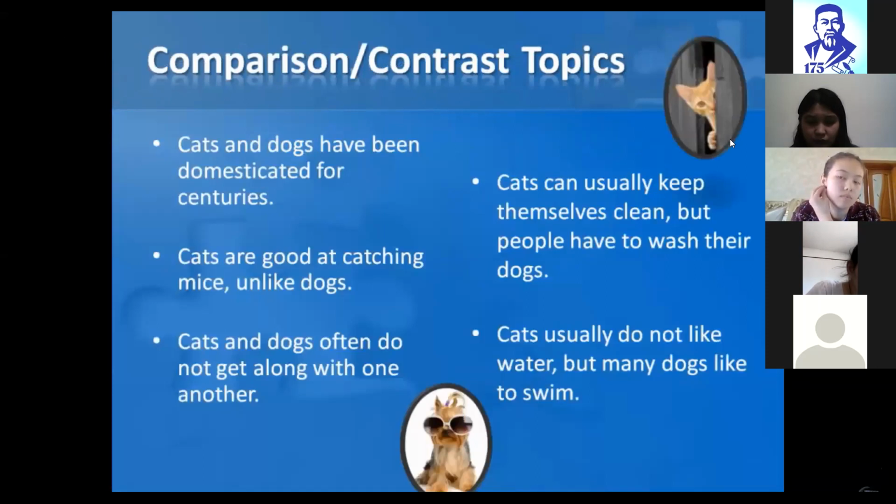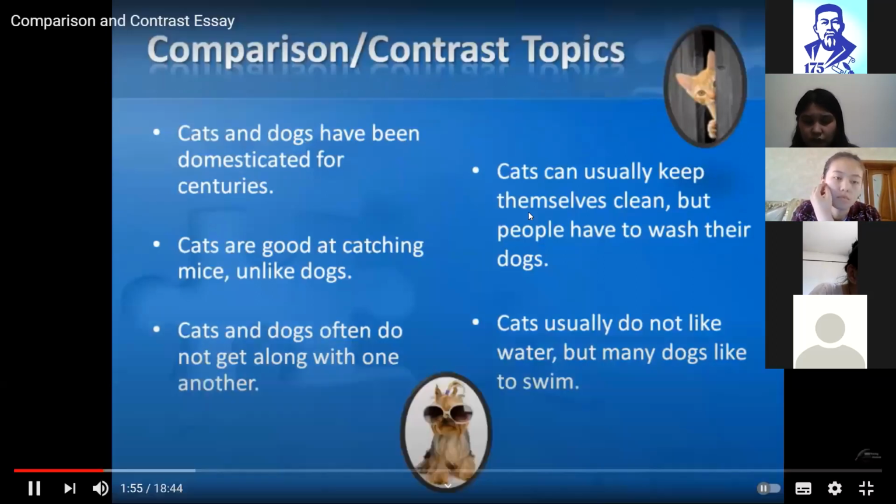Okay, cats and dogs have been domesticated for centuries. Let's pretend that this is a topic that we're dealing with. Well, you might say cats are good at catching mice, unlike dogs. Is this a comparison or a contrast?